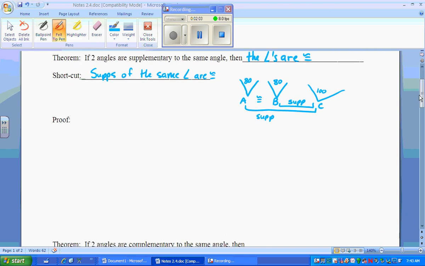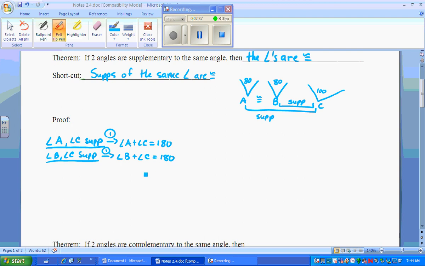The long way to prove this theorem looks like this. You're starting with A and C are supplement. Underline it because it's given. Angles B and C are supplement, also given. What does it mean to be supplement? Well, that means that angle A plus angle C has to equal 180, and angle B plus angle C would equal 180.